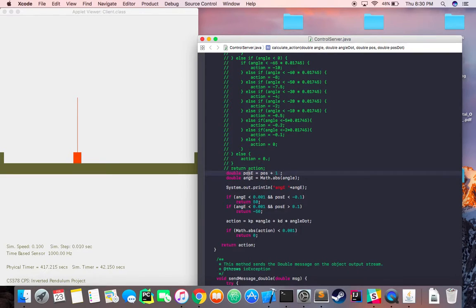So pos E is the position error, and ang E is the angle error, in other words, what's the angle of the pendulum away from the zero angle, which is completely perpendicular to the horizontal plane. And the action is using the PD controller.